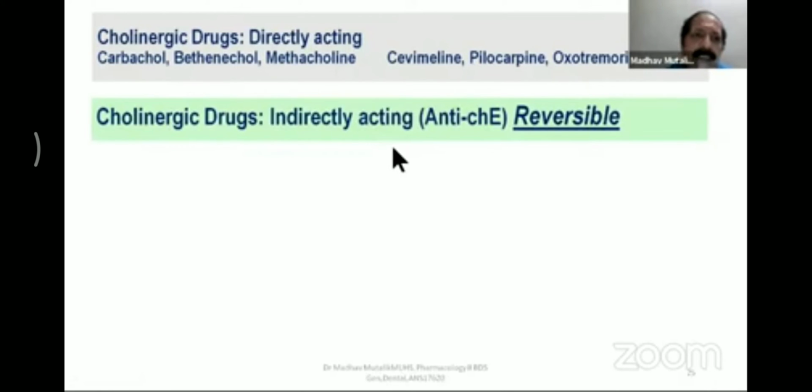And the next group of drugs, more important, is indirectly acting drugs. Indirectly means what? It means they are anti-cholinesterase; read it carefully, anti, I made a hyphen, ChE is cholinesterase.